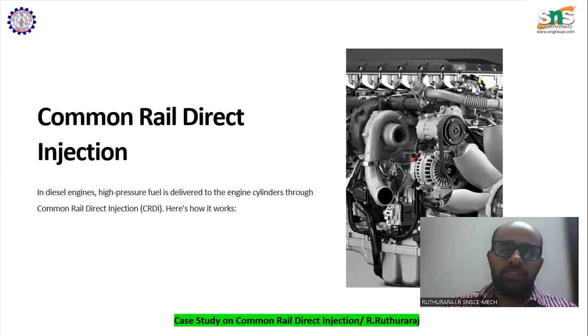In a compression ignition engine, the fuel will be sprayed with high pressure, and then it ignites. But the efficiency of the system depends upon how much fuel is sprayed. If too little fuel is sprayed, then you will not get adequate combustion, and adequate power will not be obtained. If too much fuel is sprayed, there will be incomplete combustion.